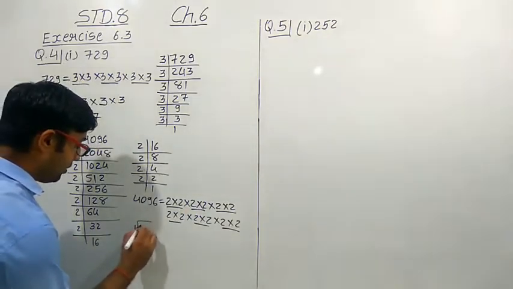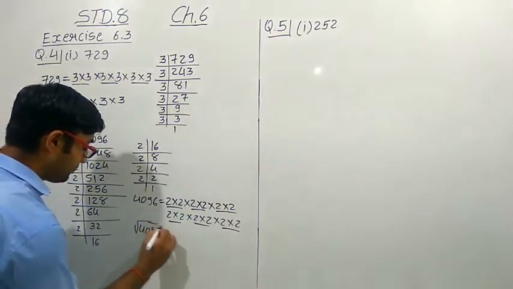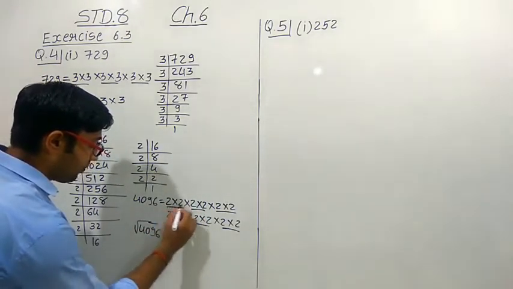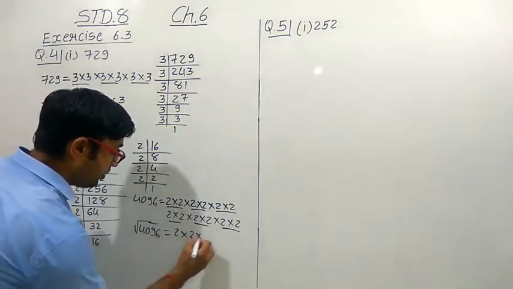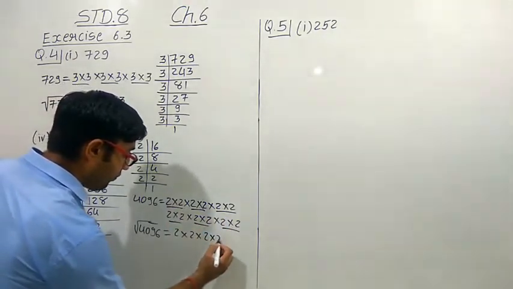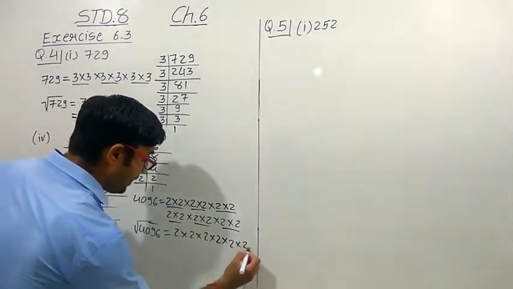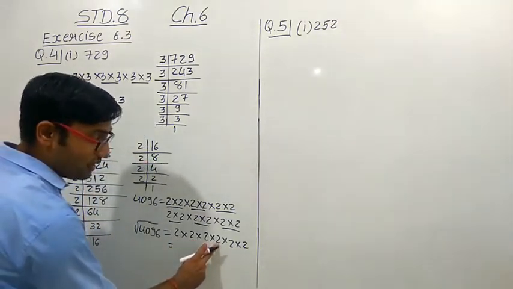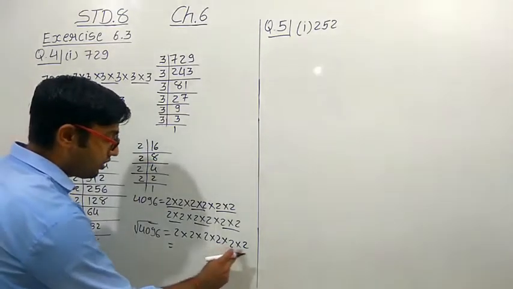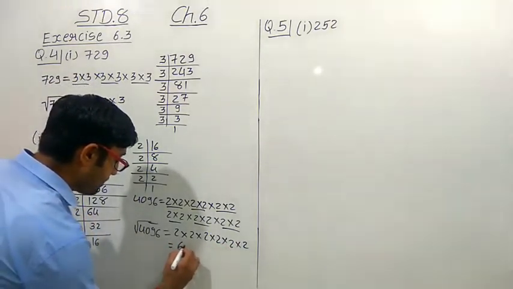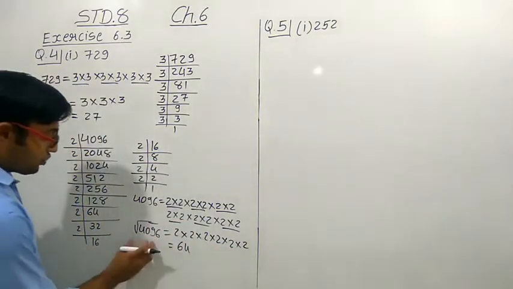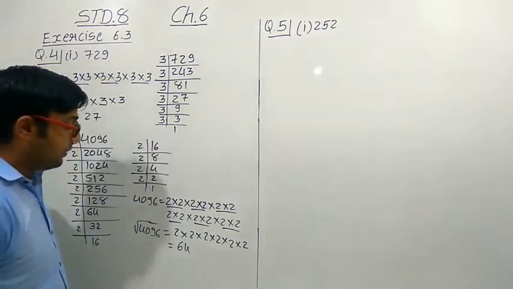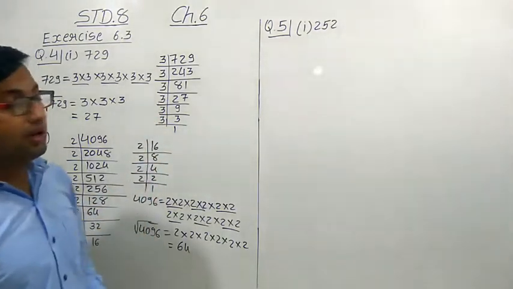So we can write down under root 4096 is equal to take one 2 from each pair: 1, 2, 3, 4, 5 and 6. Now multiply it. 2 2s are 4, 4 2s are 8, 8 2s are 16, 16 2s are 32 and 32 2s are 64. So the square root of 4096 that we get here is 64. Okay. Now let us study question number 5.